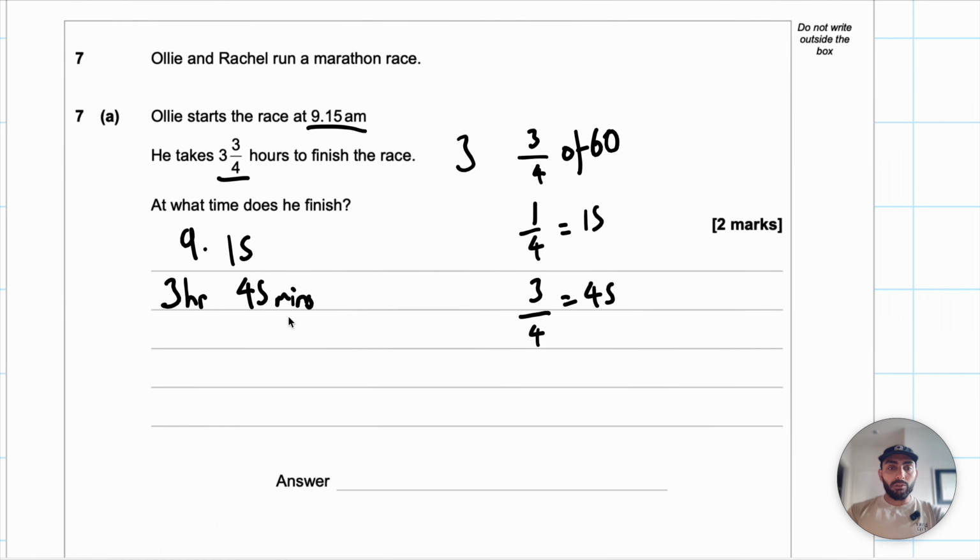I'm adding 3 hours 45 minutes onto 9:15. So let's add the 3 hours first. So 9, 10, 11, 12. It'd be at 12:15. And then I need to add 45 more minutes on. So that would take me up to 1300 or 1 p.m.